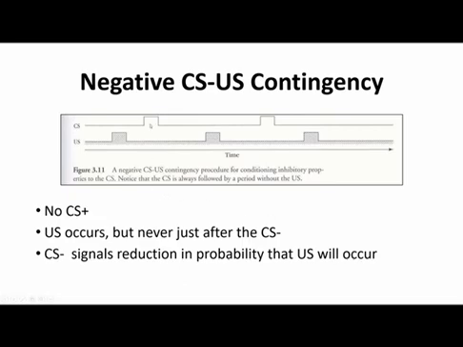Now this works best if there's a 0% chance of getting the US while the CS is present. Basically saying that there's never any overlap between them. We see a lot more learning when there's no overlap at all. But we still see some learning even if it's just a reduced probability of them co-occurring.